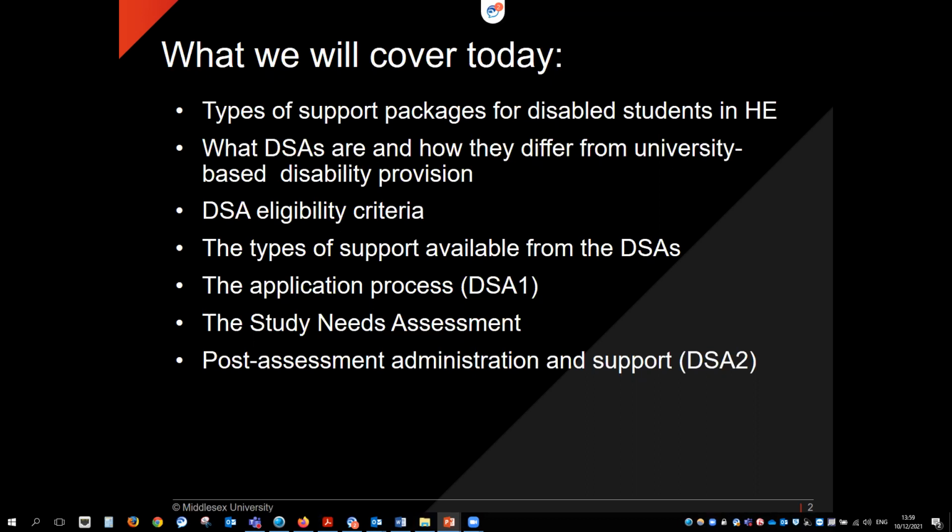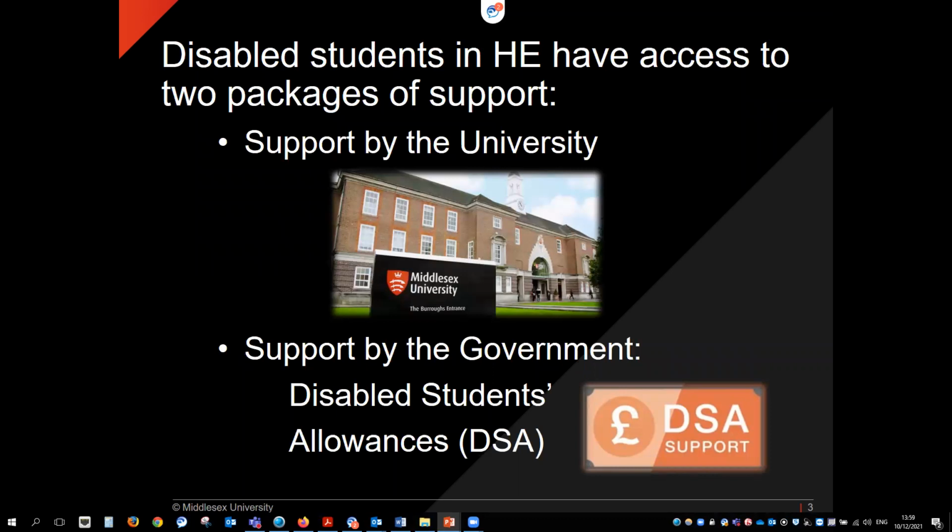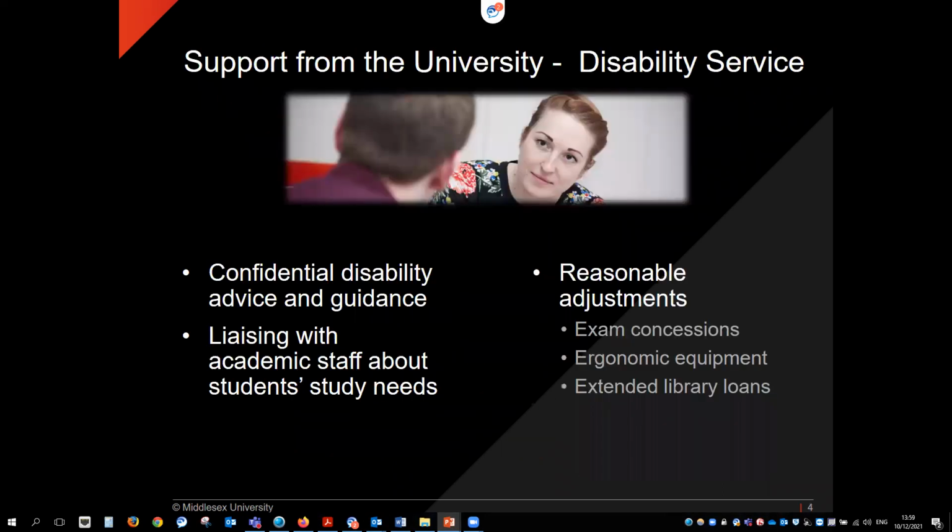So if we start first with what types of packages are available to students in higher education, there are two main types of support. This is the support available through the university itself and support available through the government, which is the Disabled Student Allowances. So let's go a little bit into detail on what the university can do for students.